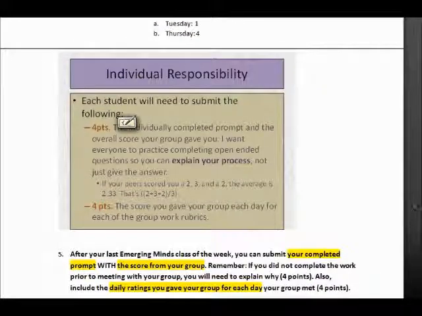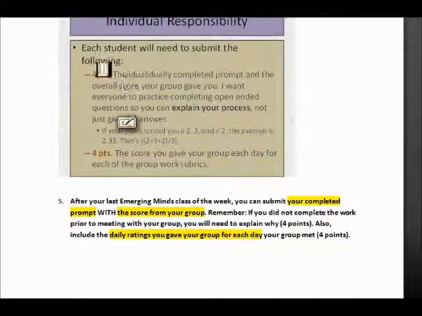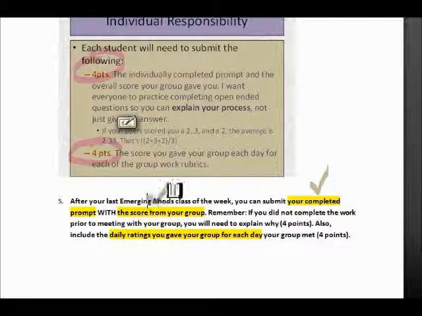So please don't forget, you're working to get a total of 8 points. 4 points for your individually completed prompt and the score from your group. 4 points for the score you gave your group each day for the rubrics. So if you can check this off, click, click, and click, then you're ready to submit your work. Please email me with any questions you have.